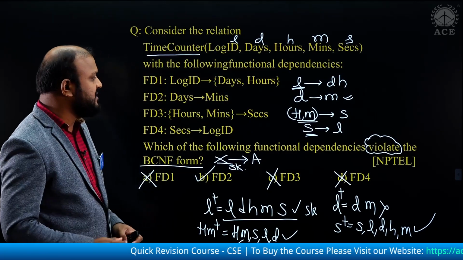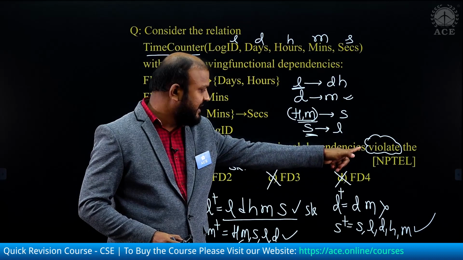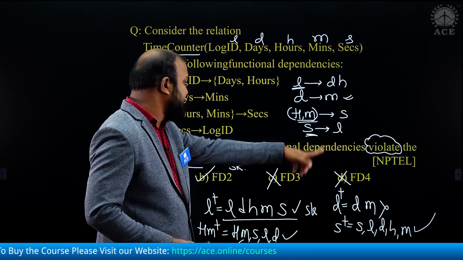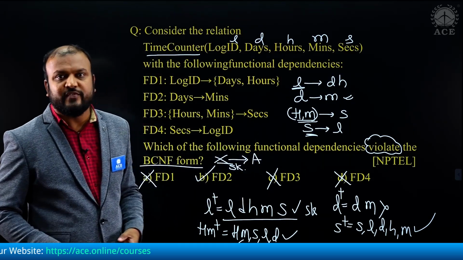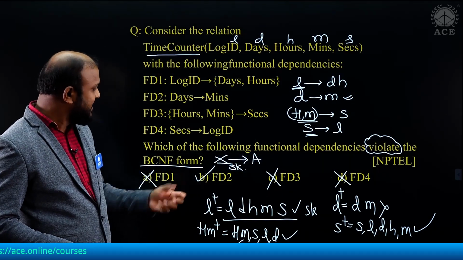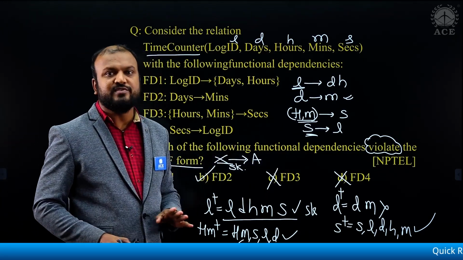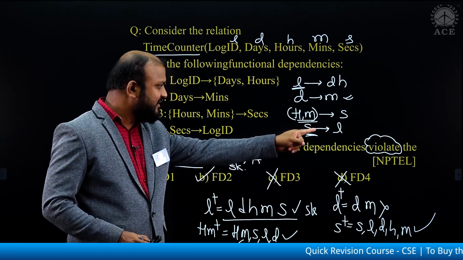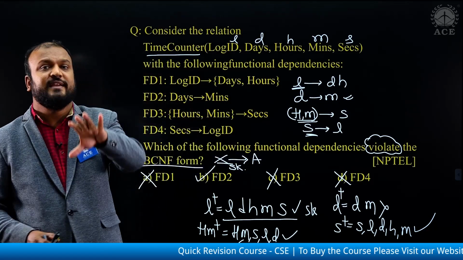Suppose the same question were asked, instead of violate, as which of the following functional dependencies satisfies the BCNF form? Then it could be asked as an MSQ question also, multiple selection question. In such cases, A, C, D are going to satisfy the BCNF rule. Then the answer is going to become A, C, D. Because it is given violate, only FD2 is violating.